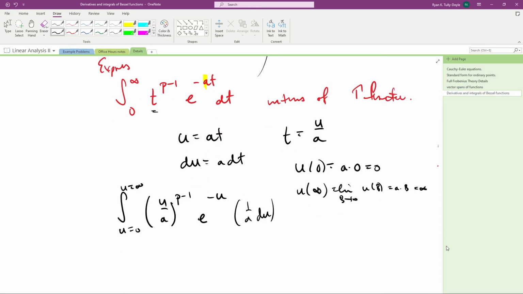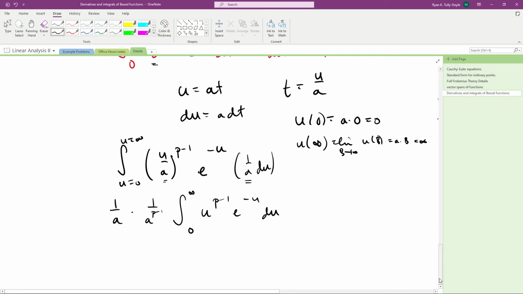Well, it's still not a gamma function, but it's closer now. So what I can do is pull all the constants out. And what's that going to get me? I've got a 1 over a that came from right here. And then I've got this a to the p minus 1 living in the denominator of this variable. So I can pull that out as well, as a 1 over a to the p minus 1 times the integral from 0 to infinity of u to the p minus 1 e to the minus u du. And now this is a gamma function. In fact, that's equal to gamma of p. So outside we have a 1 over a to the p, and all of this is gamma of p.